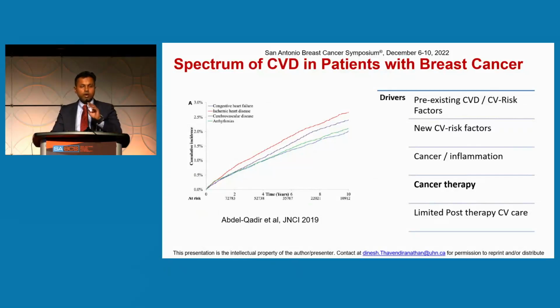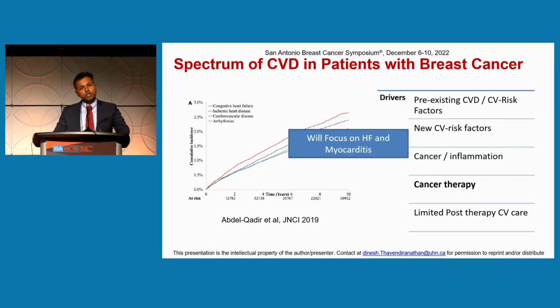So the spectrum of cardiovascular disease in patients with breast cancer is quite broad, and you heard about some of this from our last two presenters. This includes congestive heart failure, ischemic heart disease, cerebral vascular disease, and arrhythmias. There are many drivers for cardiovascular disease in these patients. This includes pre-existing cardiovascular disease and shared risk factors for cancer and cardiovascular disease, the development of new risk factors such as dyslipidemia in some of our patients, the impact of cancer and inflammation on cardiovascular disease, the cancer therapy itself, and finally, the limited post-therapy cardiovascular care these patients get.